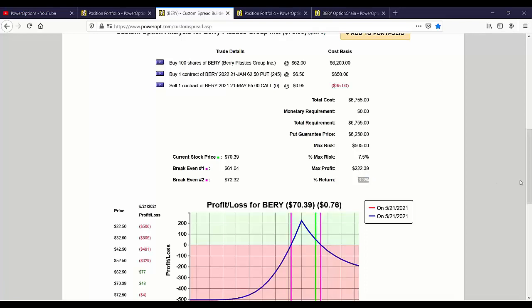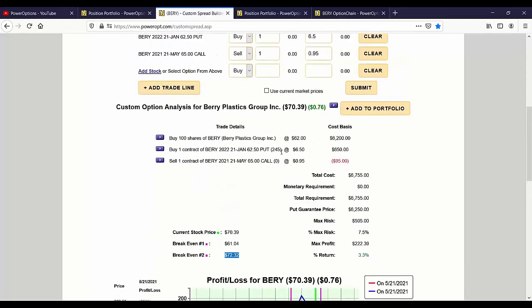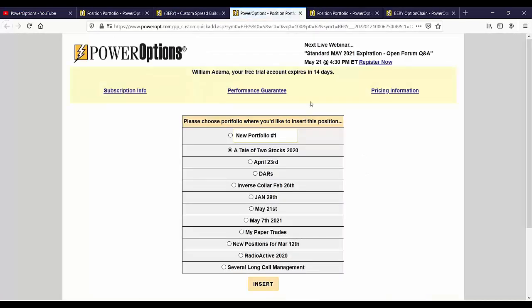Okay? Now, this one gives you a little bit better structure. It gives you a little bit wider upper to lower break even, but you would have wanted to roll this call once it started to go in the money in this situation. But again, to compare them, let's go ahead and do that again. Add to portfolio.